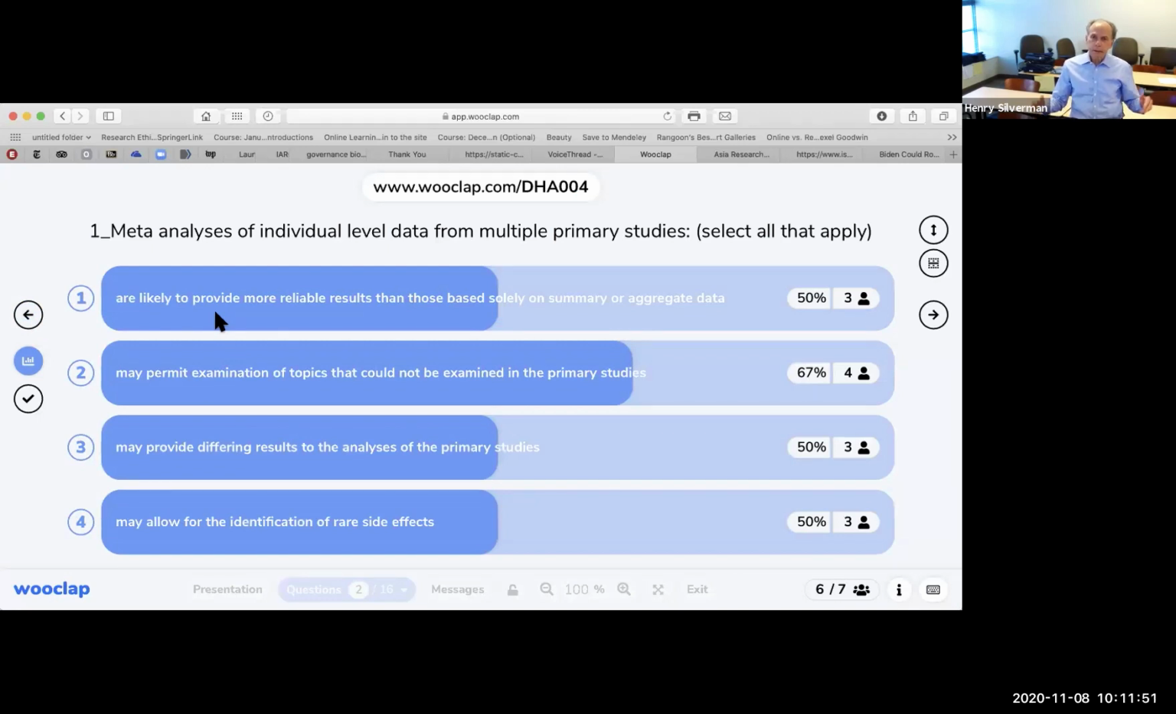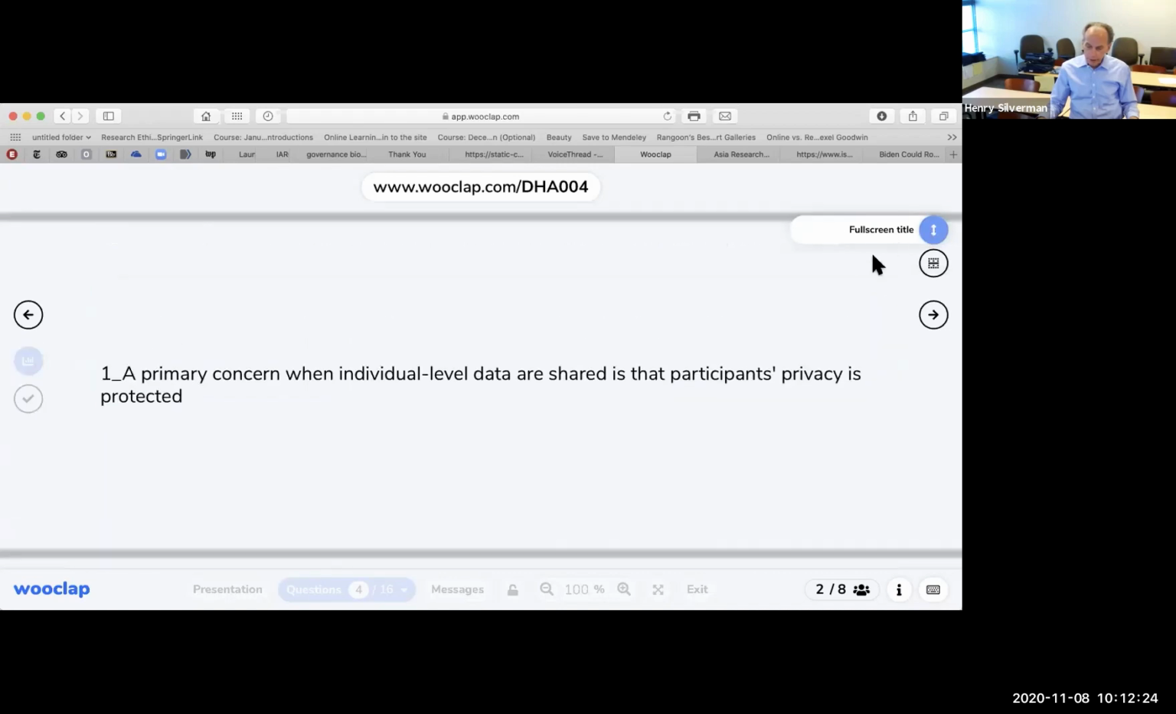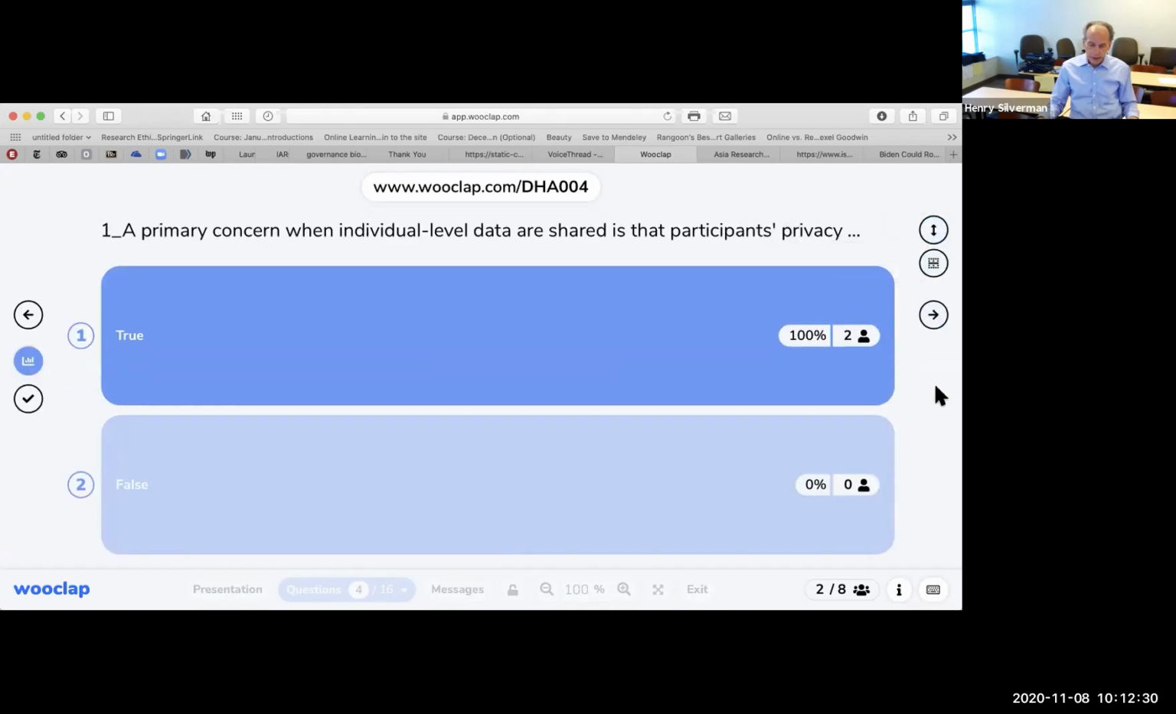So essentially, the importance of this question is that being able to share data gives you more information than from the individual data set itself. So all these answers would be acceptable. So the next question, a primary concern when individual level data are shared is that participants' privacy is protected. And the answer is true.